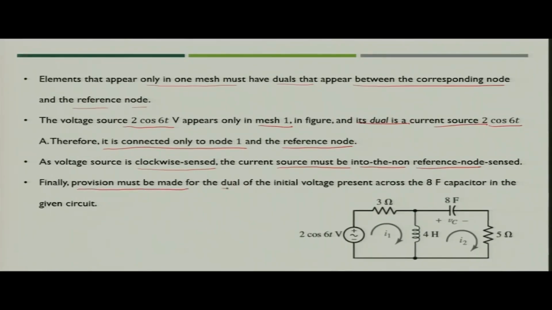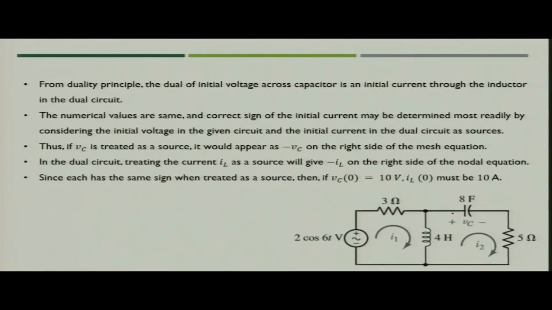Provision must be made for the dual of the initial voltage present across the 8 farad capacitor. So, in this case what will happen? The 8 farad capacitor voltage would be represented as 10 ampere current through the inductor, which is the dual of the capacitor. So, the initial voltage across the capacitor becomes the initial current through the inductor in the dual circuit.